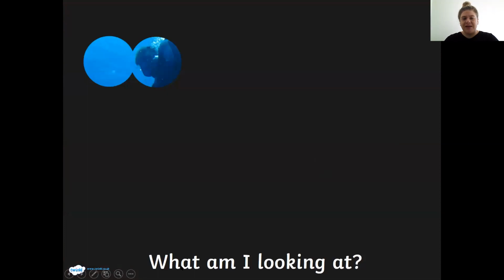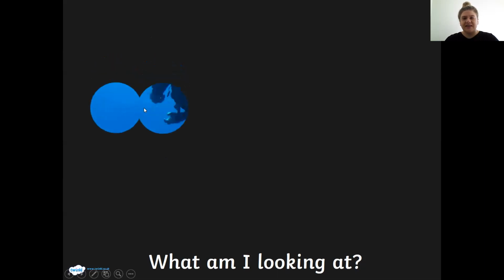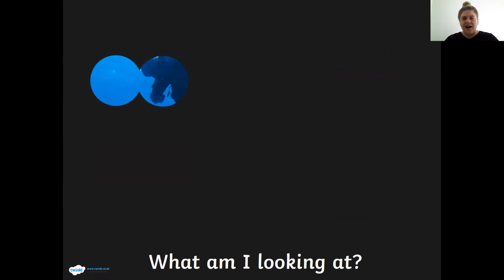So it says at the bottom here, let's read it together. What am I looking at? Now this one, I don't think this one is actually a sea creature. See if you can work out what it is. It's not actually an animal, this one. Are you ready? Oh, I wonder if you can work it out.